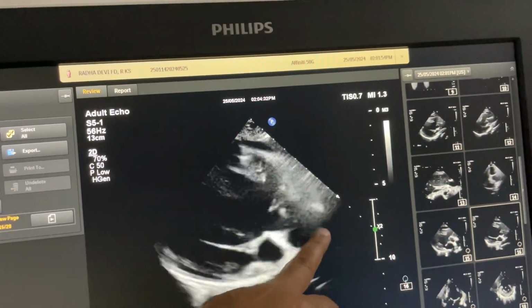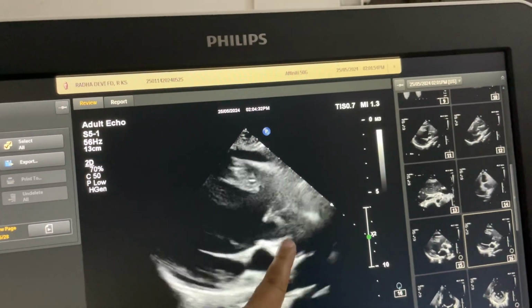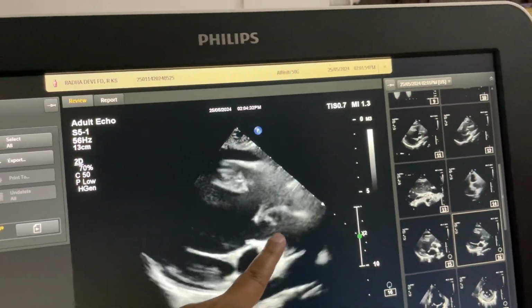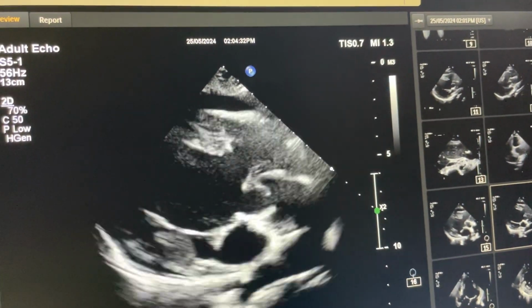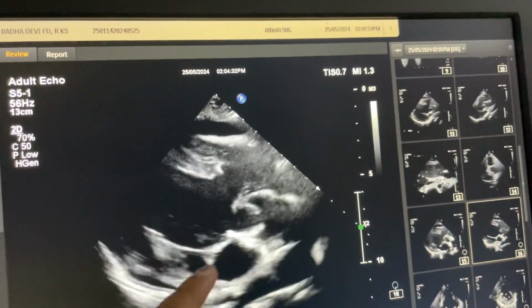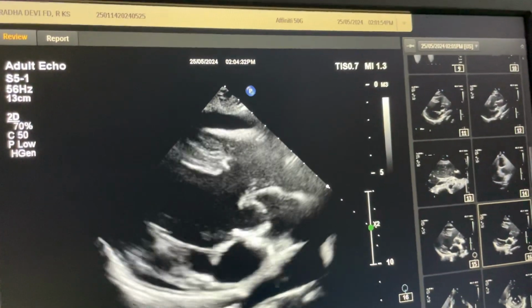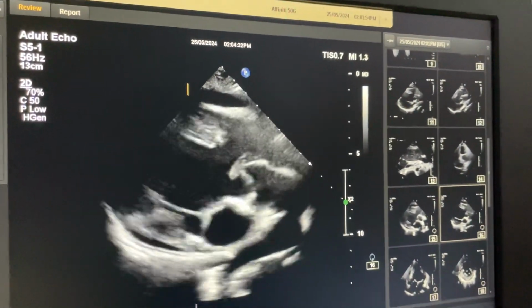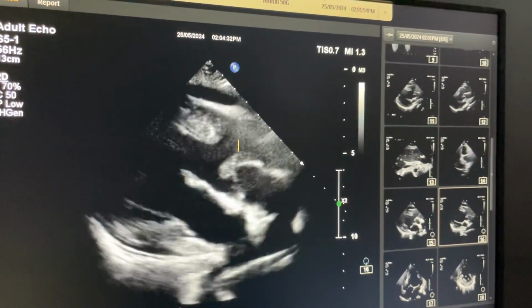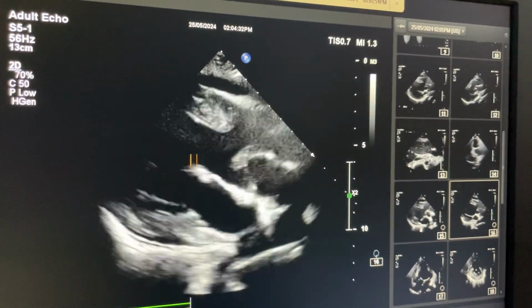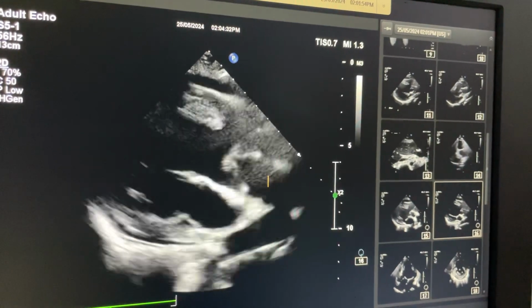you can see this is the main pulmonary artery. You can see this valve is not opening properly, indicating valvular obstruction. So pulmonary valve obstruction, and the aorta is coming from the remaining hypoplastic right ventricular outlet portion. From this portion the aorta is coming, and this is the main portion the pulmonary artery is coming from.